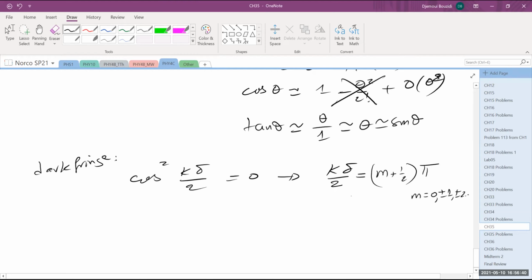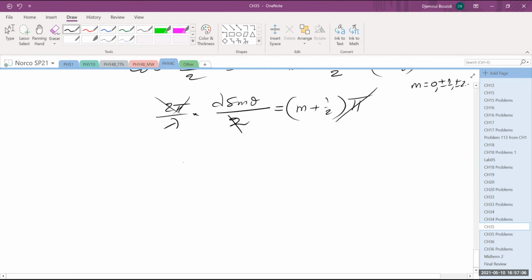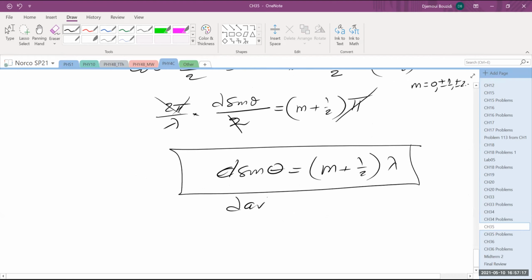And k delta satisfies that condition. So again, we're going to replace k by 2 pi over lambda times delta. Delta is basically, from that expression, d sine theta. So d sine theta over 2, don't forget the 2, is equal to m plus 1/2 times pi. Cancel the pi from both sides, cancel the 2 from this side. And now the condition for the dark fringes is d sine theta equals m plus 1/2 times lambda. So this is dark fringes, or destructive interference.